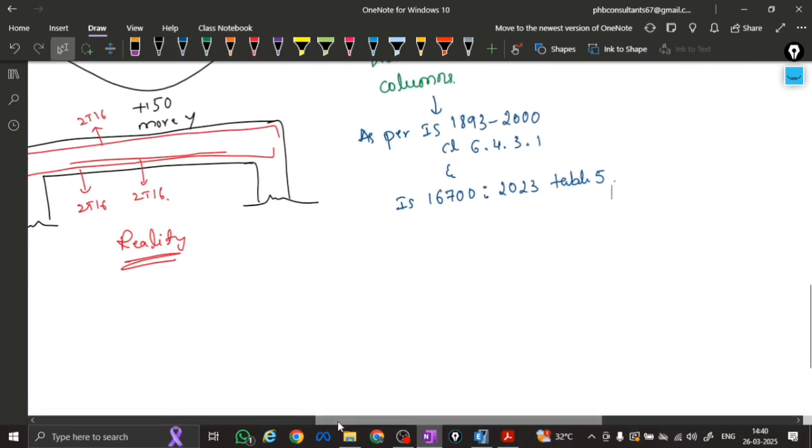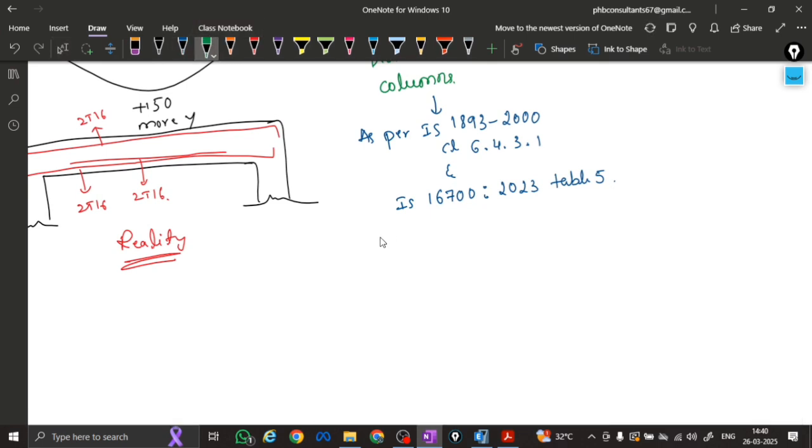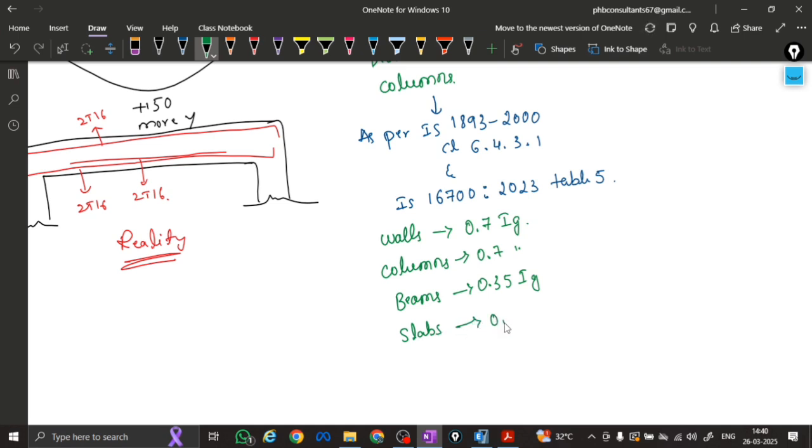Okay, now let's see. For walls the suggested value is 0.7 of the gross section. Similarly for columns 0.7, for beams 0.35, for slabs 0.25. Okay, we have discussed in detail in our course which parameters we have to change in ETABS, so please refer to our course.